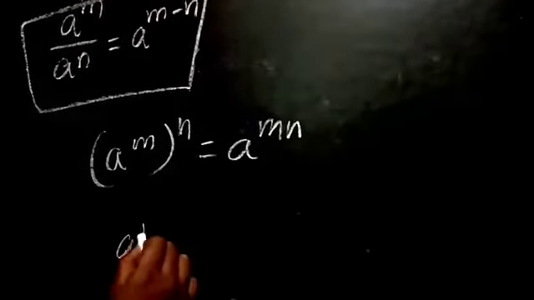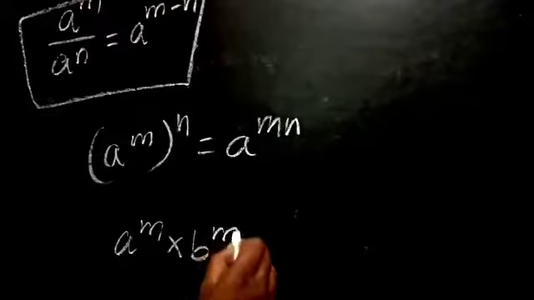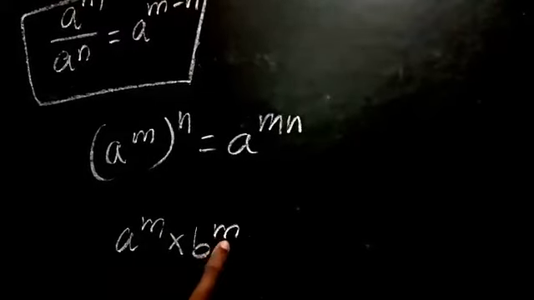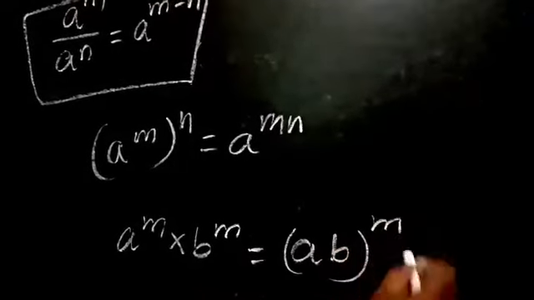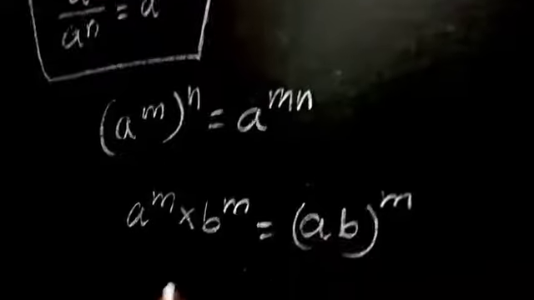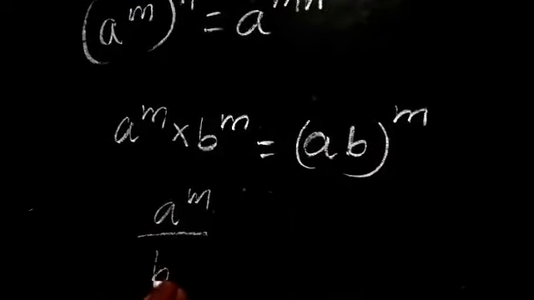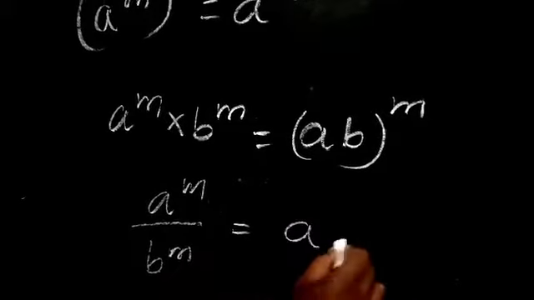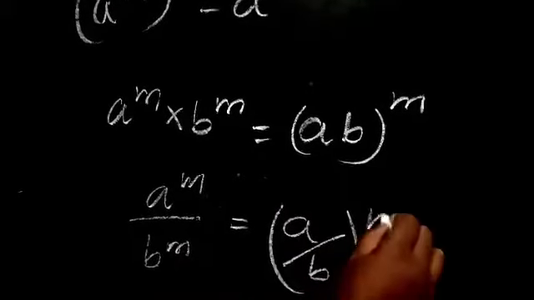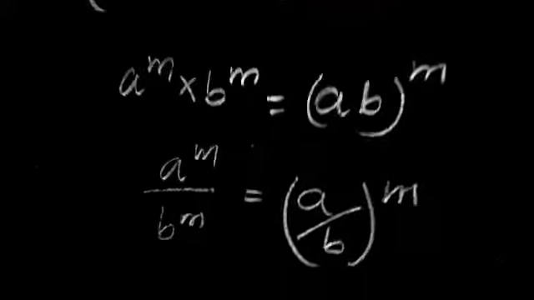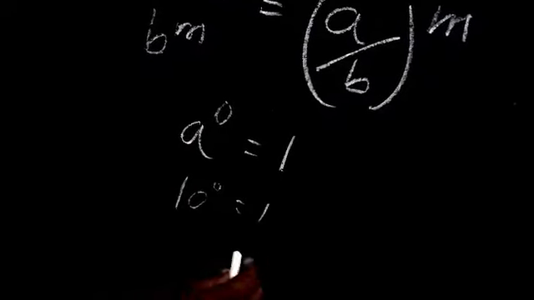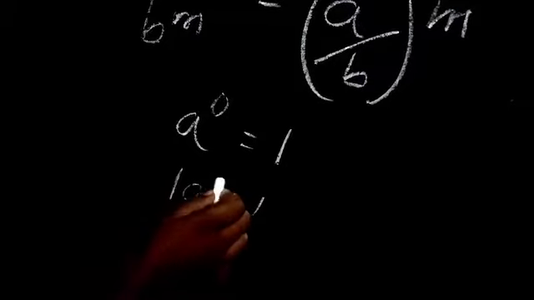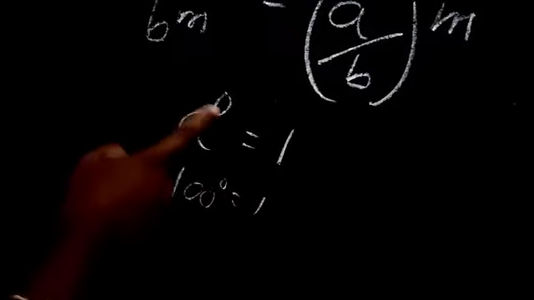Then a power m into b power m. We have different bases and the same exponent. Then we can write (ab) the whole to the power m. The next rule: a to the power of m divided by b to the power of m is a by b, the whole to the power of m. Then anything to the power of 0 is equal to 1. Suppose a power 0 is 1, or 10 to the power of 0 is 1, or 100 to the power of 0 also is 1. So anything to the power of 0 is 1.